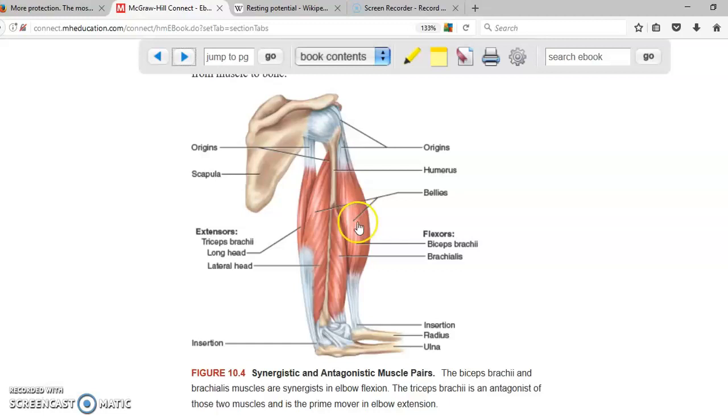So what is the biceps? The prime mover. What is the brachialis? Synergist or agonist because it helps this muscle in order to perform the flexion. What is the triceps, the one on the back? That's an antagonist because it's going to do the opposite to what this one is doing. So let's keep scrolling down then.